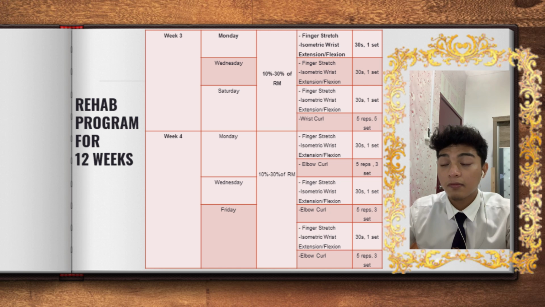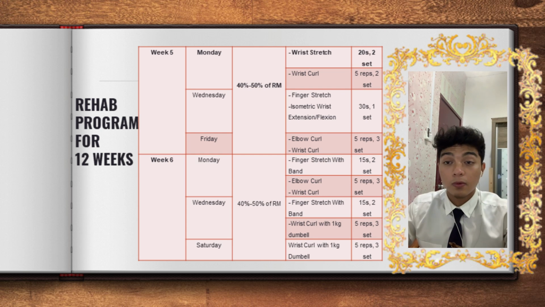And for the last day for week 4, we have elbow curl, it will be done 5 reps for 3 sets. Finger stretch and isometric wrist extension flexion. We will do 30 seconds for 1 set. And so that's all for week 3 and week 4.